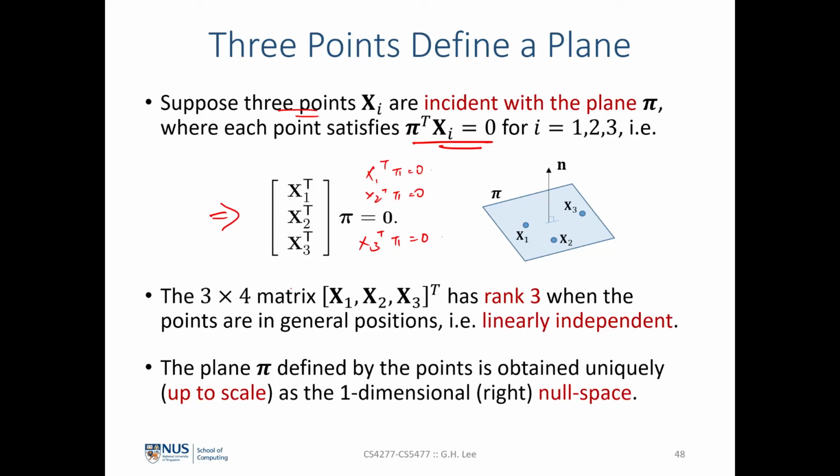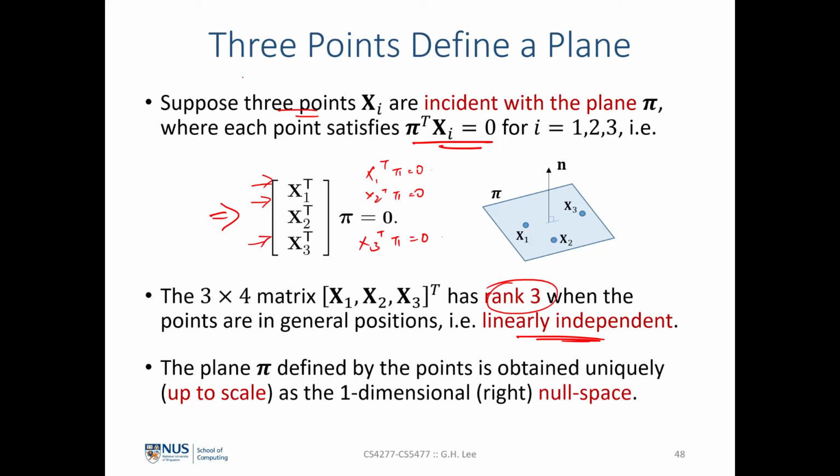And the 3 by 4 matrix of this has a rank of 3 when the points are in general position. This means that they are linearly independent. I would have 3 unique constraints here. Hence, this matrix would have full rank. And the plane pi defined by the points is obtained uniquely up to scale as the one-dimensional right null space.